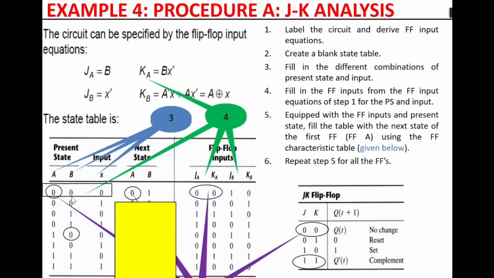Okay. Let's look at B. How did we get that one? JA KA is 0. JB KB is 1, 0. The present state of flip-flop B is 0. What will be here? We have said 1. Where does it come from? Come here, 1, 0. When JK is 1, 0, it doesn't matter what the previous state was. The next state will be 1. That is why we have that 1 there. You just check the chart.